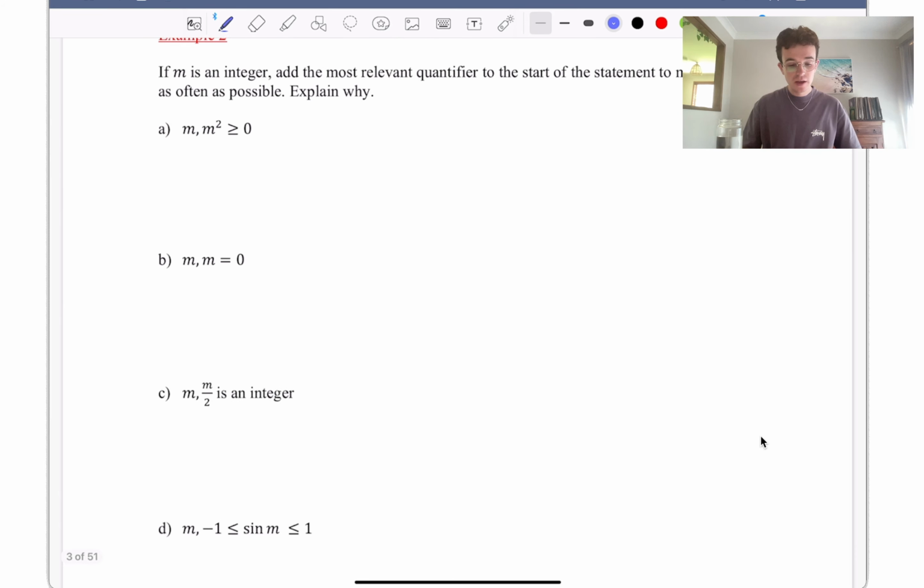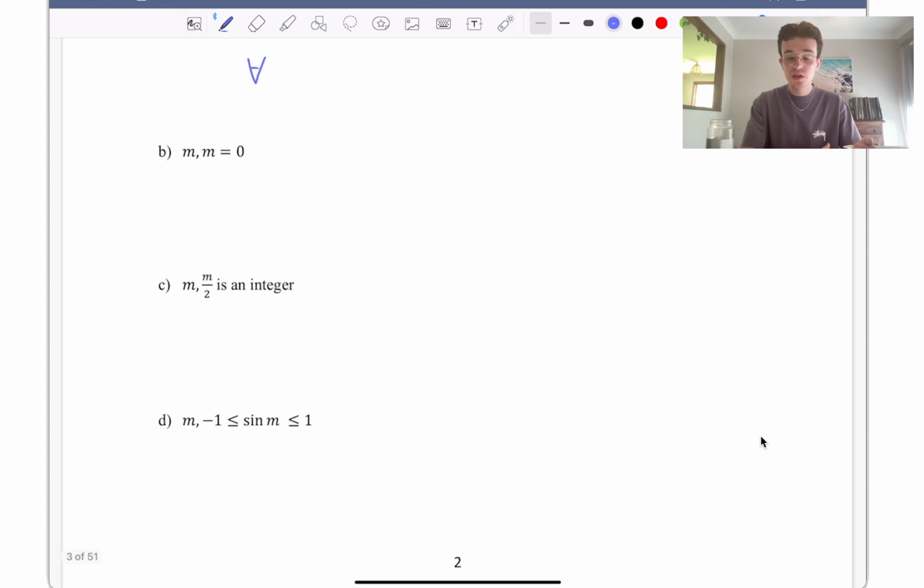Right. So in this example here, we're going to insert the quantifier that would make this statement true most of the time. Part A: m squared is greater than or equal to 0. That is always true. So we're going to put the for all quantifier. So we could say for all m, m squared is greater than or equal to 0. Part B: m is equal to 0. If we put for all, that would be telling us all real numbers are equal to 0, which we know is false. So we're going to put there exists. The number 0 is 0, so there exists m such that m is equal to 0.